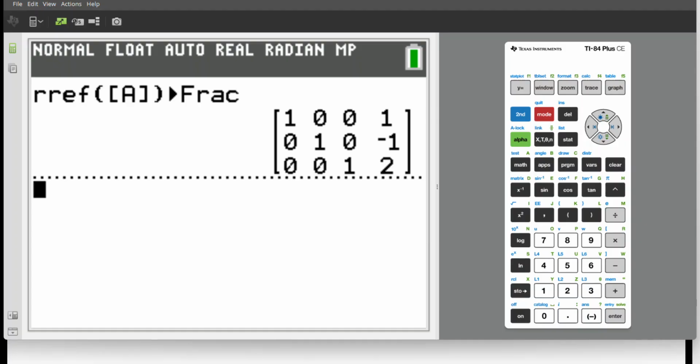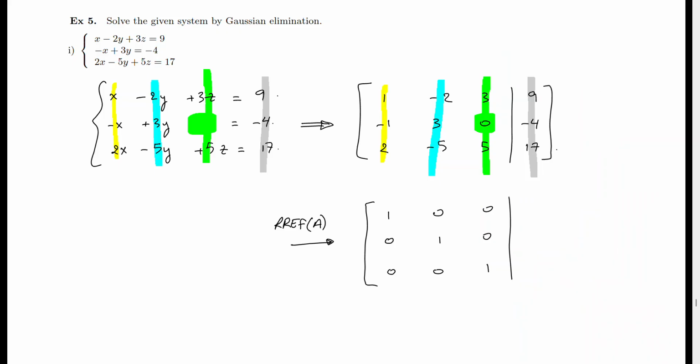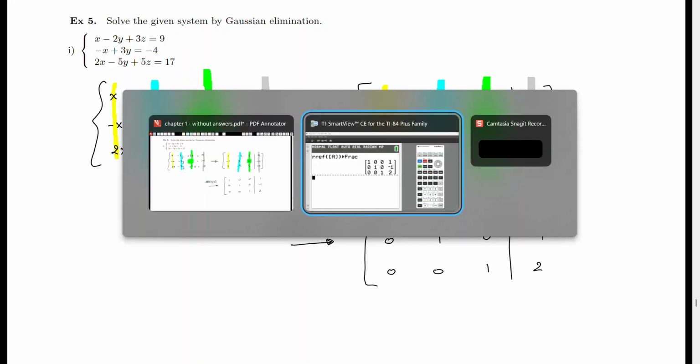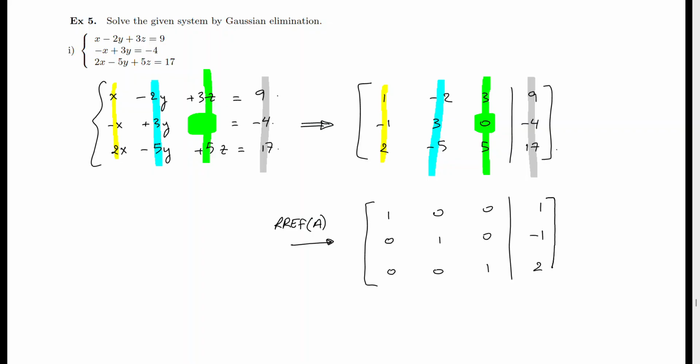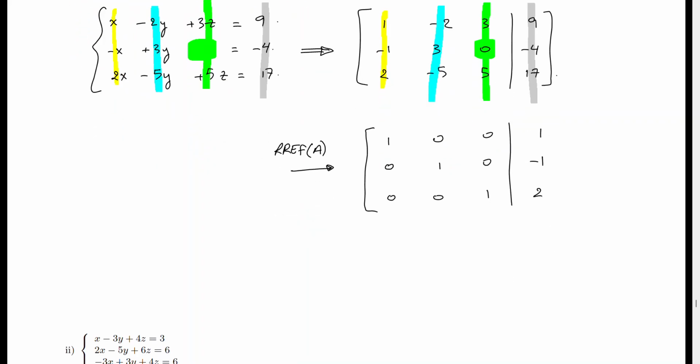So let me write down the numbers: 1, -1, 2. So the numbers that I found were 1, -1, and 2. Let's just confirm one more time that the numbers were 1, -1, 2. Perfect. And so what does this mean? What can I do with this information?